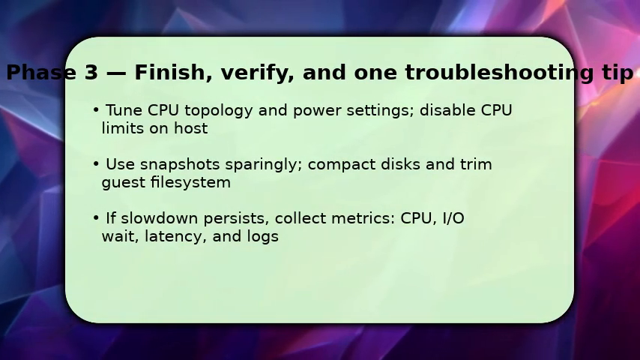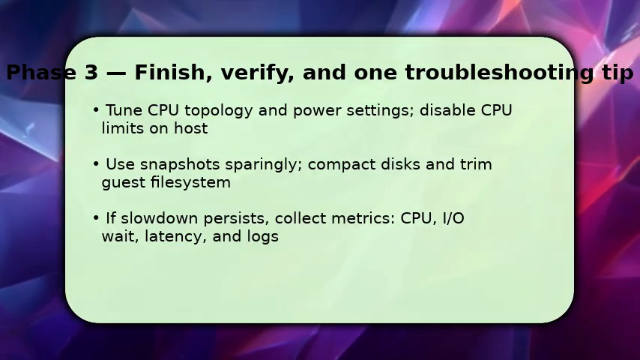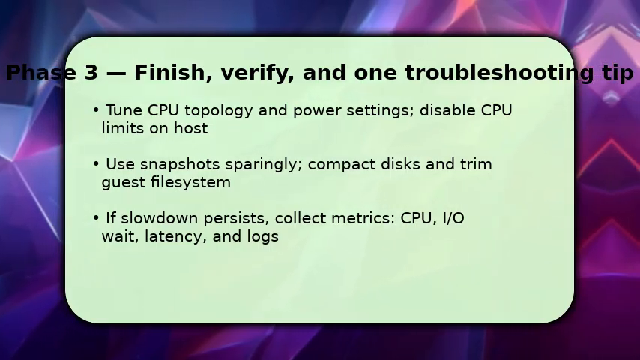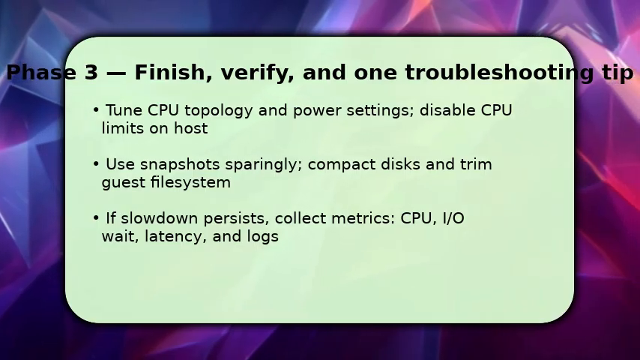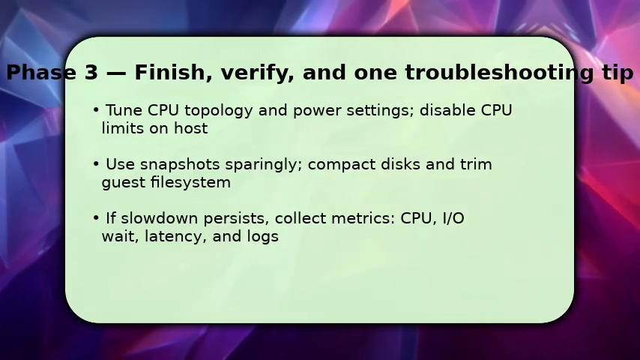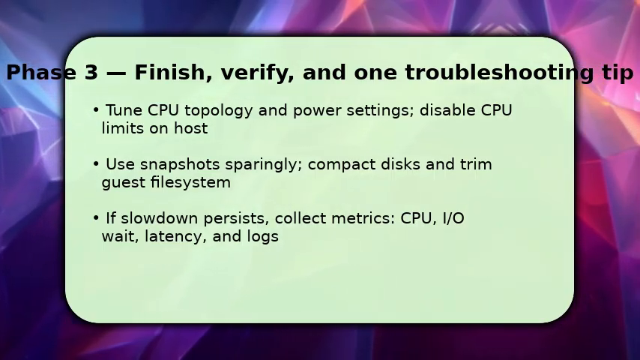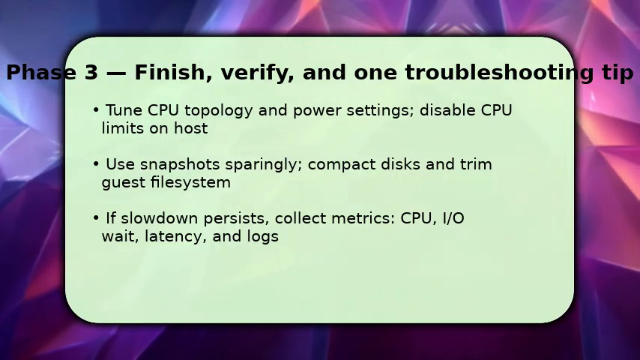Finally, polish the configuration. Set CPU topology to match the guest workload, adjust power settings to prefer performance, and avoid host-imposed CPU caps. Limit snapshots and compact disks when idle, and run a guest trim to free blocks. If you still see slowness, gather metrics: CPU usage, I/O weight, disk latency, and hypervisor logs to pinpoint the bottleneck.